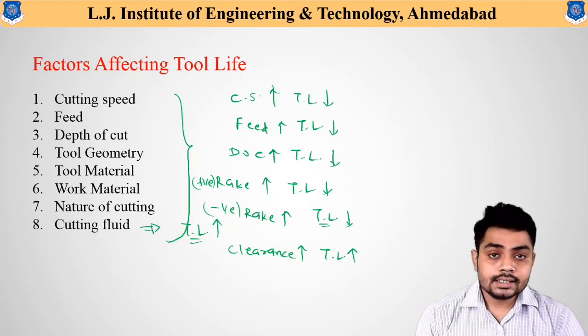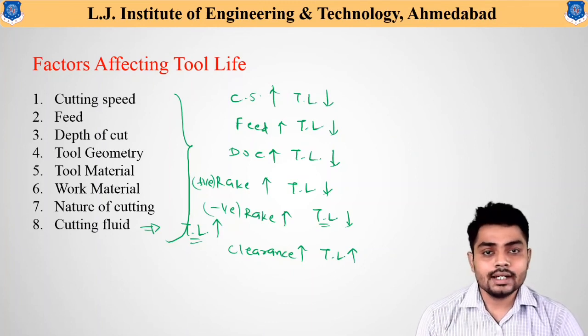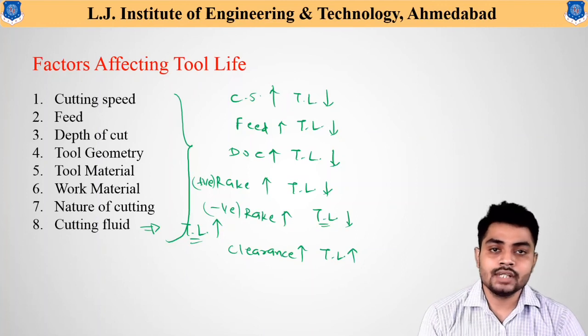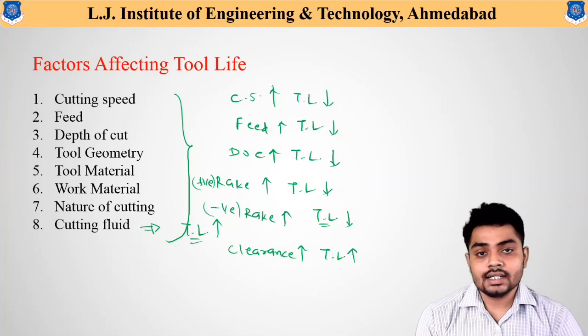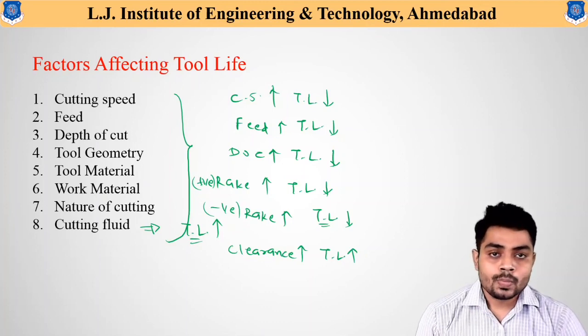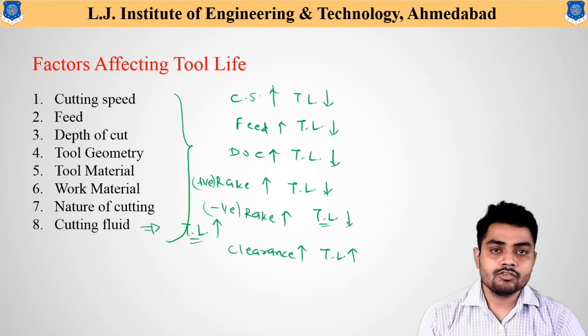So in this lecture we have discussed what tool life is, what the major equation derived by Taylor is, what the importance of that equation is, and what the different factors affecting the tool life are. So all these topics are important from an exam point of view also, so keep repeating all these topics, and in this first chapter we have covered most of the important topics available.